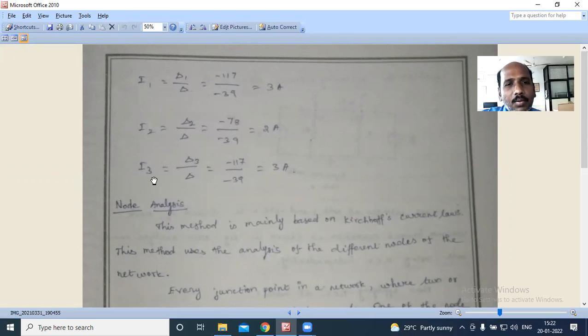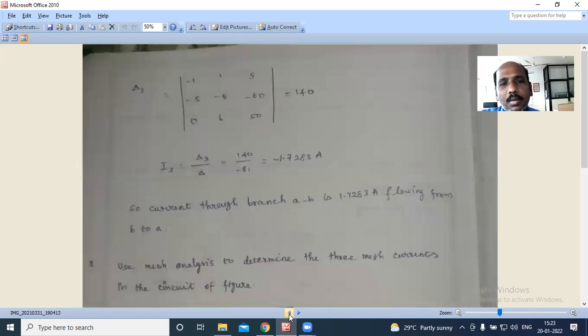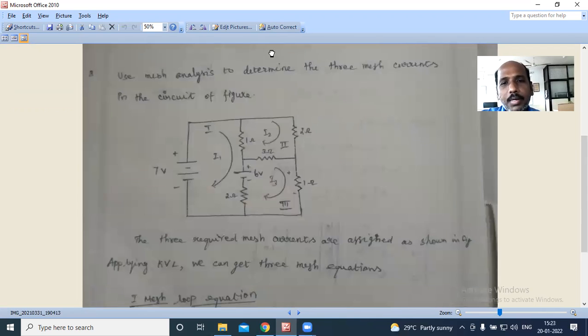For the I1, I2, I3 values: del 1, del 2, del 3. By replacing the first column, we find del 1. By replacing the second column, we find del 2. And by replacing the third column with the voltage value, we find del 3, which you substitute here. We can find the various mesh currents I1, I2, I3. Okay, these are the mesh currents in this problem. I have found only the mesh currents I1, I2, I3.